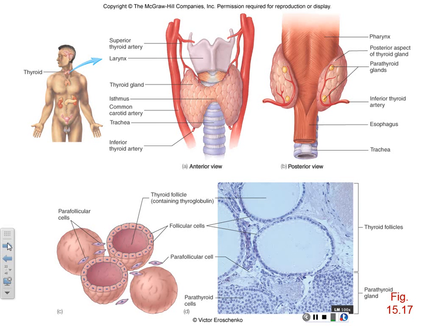Okay? And then the parafollicular cells are the ones that produce calcitonin, the ones that will cause bones to take up calcium and store it. Right? Remember from the bones? Yeah.